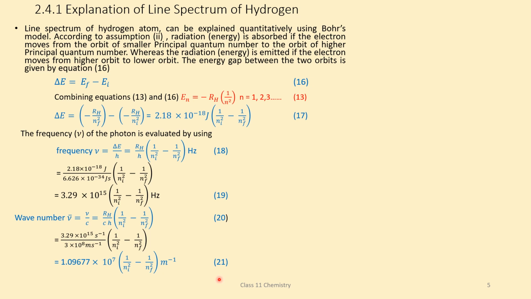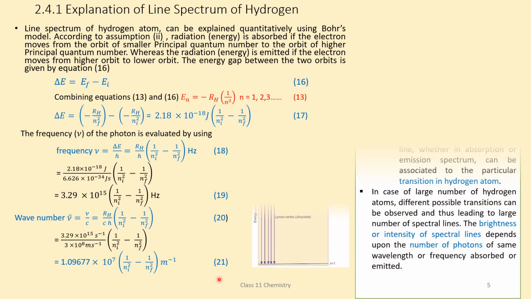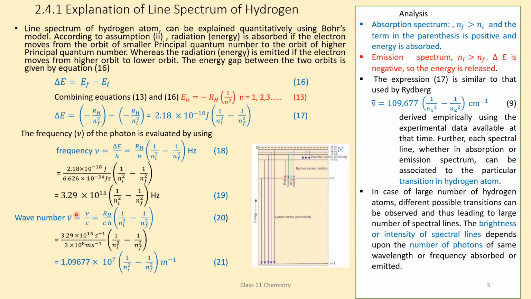Now let us analyze and interpret the meaning of equation 17. So in equation 17, if Nf is greater than Ni, the term in the bracket is positive and the energy is absorbed. So when the term is positive, the energy is absorbed. Whereas if Ni is greater than Nf, E is negative. So the energy is released.